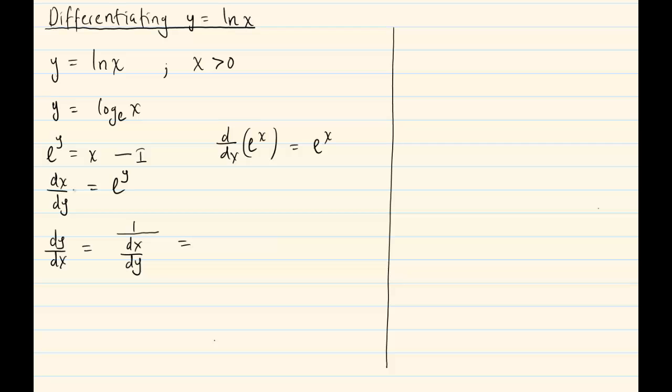But we've just found out that dx/dy is equal to e^y, so that is going to be 1 over e^y. From equation 1, we know that x is equal to e^y, so therefore this is equal to 1 over x. So what we've managed to show is that dy/dx is equal to d/dx of the natural log of x, and it's going to be equal to 1 over x.